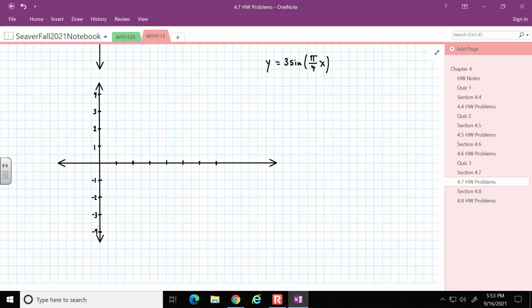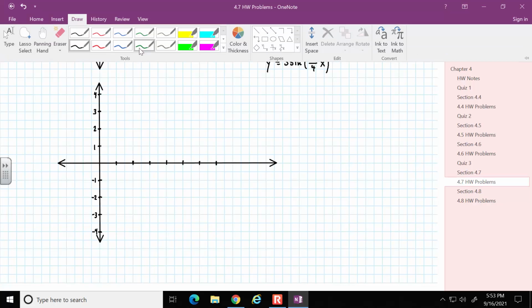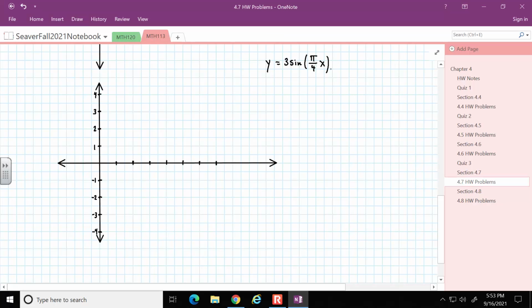So is there a vertical shift in this one? No. There's nothing being added or subtracted. If I had something like 1 minus 3 sine, would that be an amplitude shift? What would the amplitude shift, or what would the vertical shift be, if it was 1 minus 3 sine pi over 4 x? What would your vertical shift be in that case?